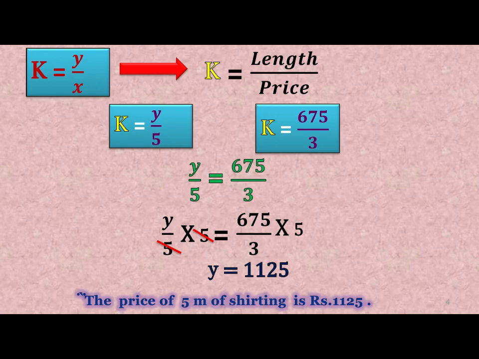And the second equation, K equals 675 over 3. We can write it as Y over 5 equals 675 over 3. The 5 and 5 cancel out, then Y is alone. The other side, 675 multiplied by 5 and divided by 3. Then Y equals 1125. So the price of 5 meters of shirting is 1125 rupees. Now you have to do exercise 10.4 in your textbook.